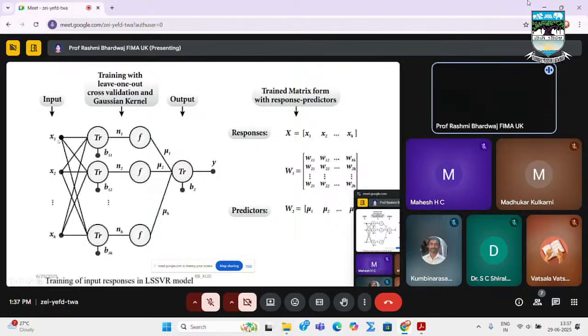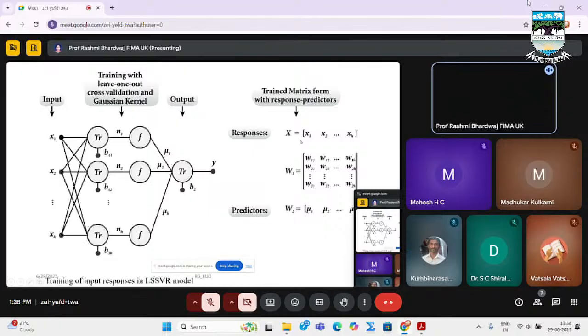These are our input points. Here we are using training with leave one out cross validation using the Gaussian kernel. So these are the traces B1, B2, Bn. These are the numbers and these are the functions which we are using. Combining these in the form of functions, we use this as an output function, which is the combined response.